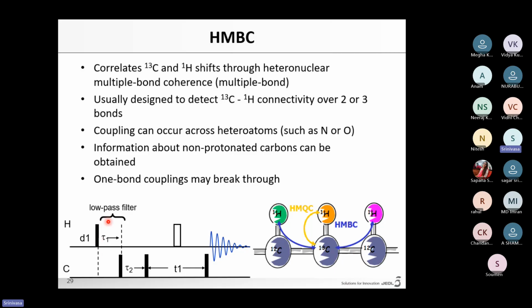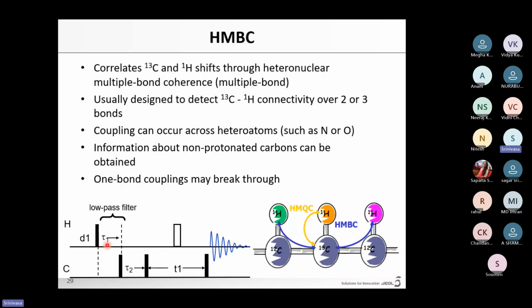This is the pulse program of HMBC. How it works is that we apply a pulse on the proton nuclei and take the magnetization from the protons, then transfer this magnetization to a carbon. Then there is a delay over here. During this delay, the magnetization is transferred from the proton to carbons further along the bonds. Then we detect: it goes to the carbon, then back to the proton side.